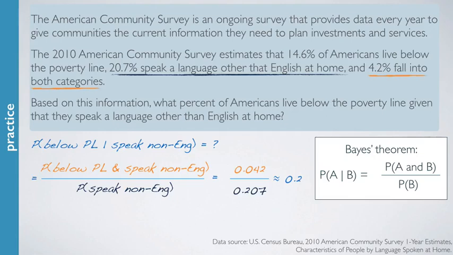What do we do with this information? One use of this information would be to compare to the general public. Remember, we also know that 14.6% of all Americans live below the poverty line. So it seems like living below the poverty line is more prevalent for people who speak a language other than English at home. We're comparing the 14.6% for the general public to the 20% that we arrived at for the part of the public that speaks a language other than English at home. This finding suggests that language spoken at home and poverty level may be dependent.